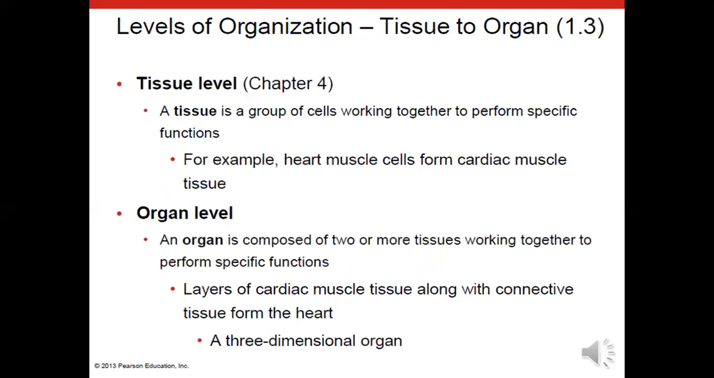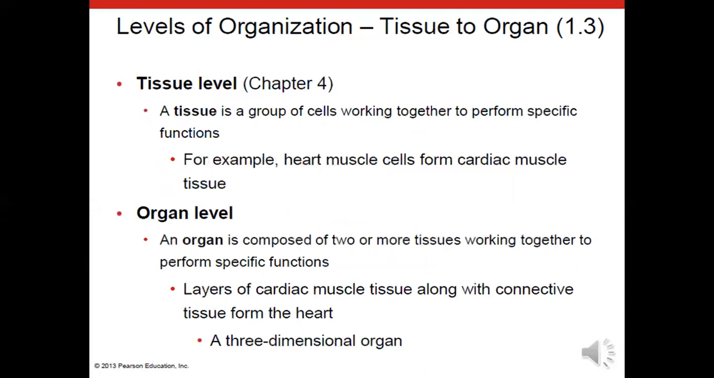Cells create tissues. So a tissue is a group of cells that work together to perform a specific function. So we'll talk about tissue like muscle tissue. Muscle tissue has 3 different types. Heart muscle tissue. It's called cardiac muscle. The term cardiac means heart. We'll talk more about that as we go.